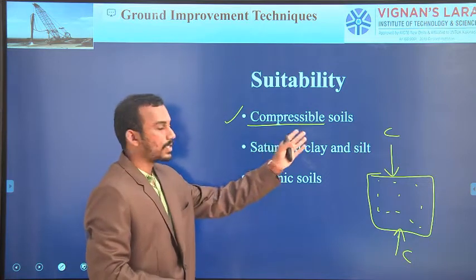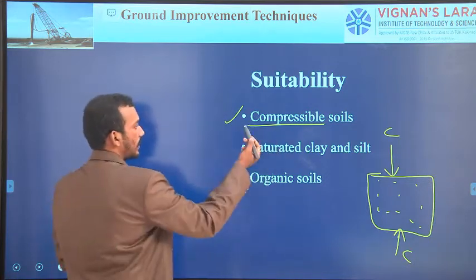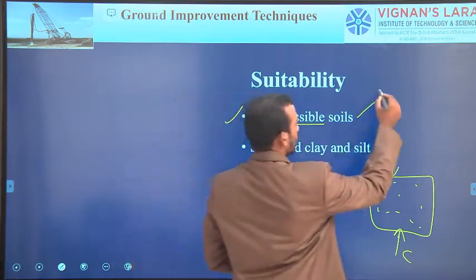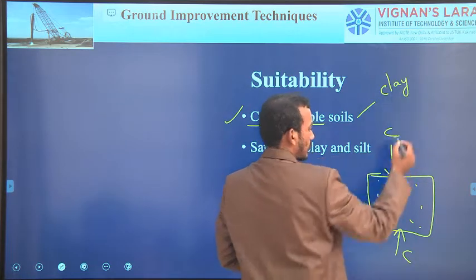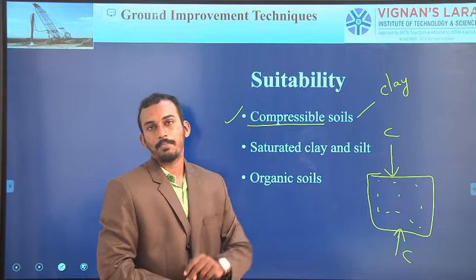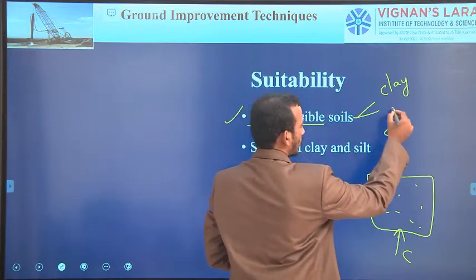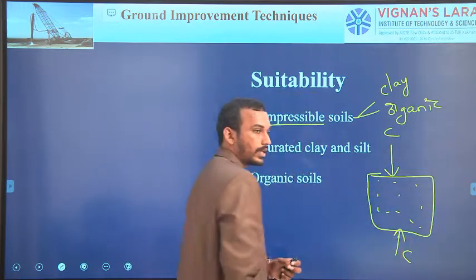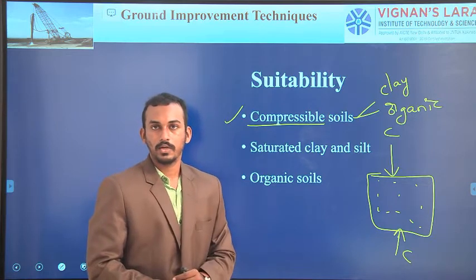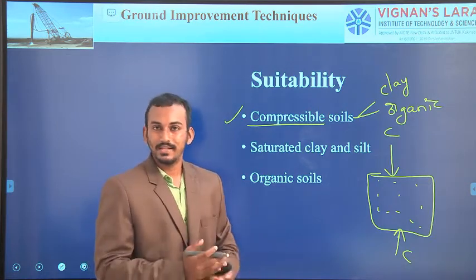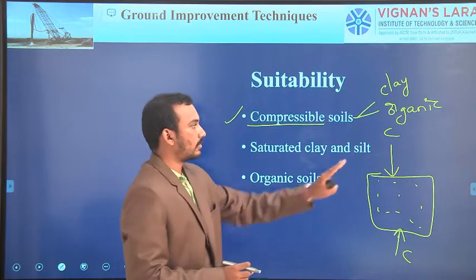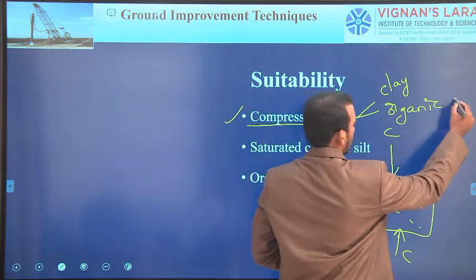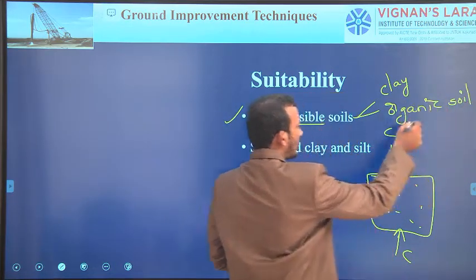What is a highly compressible soil? For example, clay. If you apply compressive forces on clay, its volume changes rapidly. The second one is organic soils. Organic soils means the soils formed due to the decomposition of vegetable matter. That may be due to the decomposition of trees or animals. Any decomposable organic matter forms organic soils. These two soils are highly compressible soils.